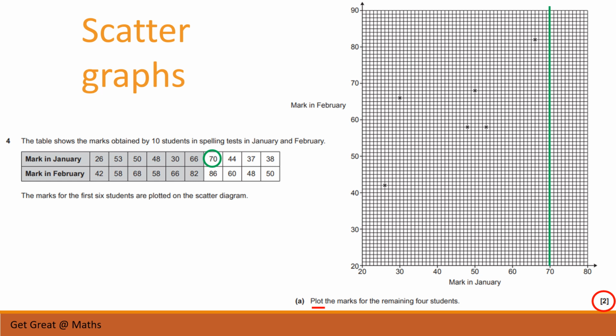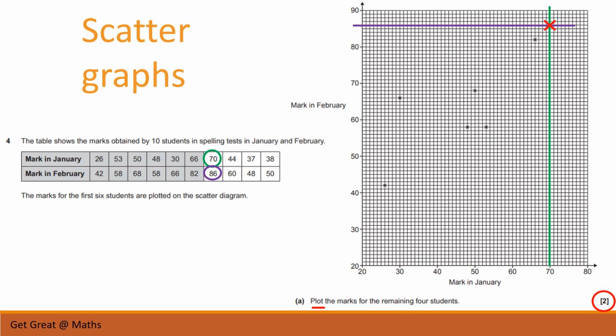So if you draw an imaginary line up or use your ruler to draw that line going up, and then at 86 we draw a line going across from February, and then if you put a cross where those 2 lines meet, that is your coordinates 70, 86. Now you need to do that for all the coordinates.